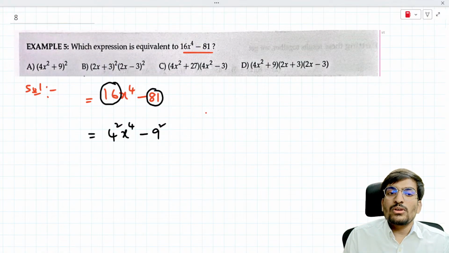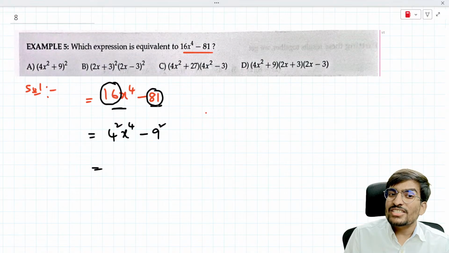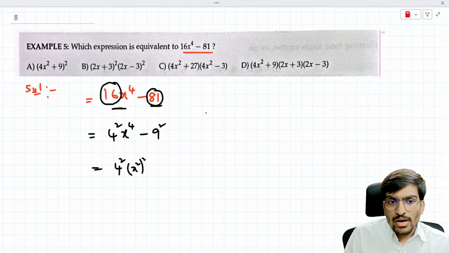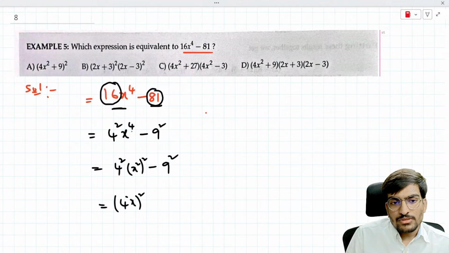Now, how do you get ideas by watching the options also? 4 and 9 and 4, 4, 4, 9. So these terms are there. So that's how you can generate ideas. And now what I'm going to do is put it in the form of a square minus b square. How? This is 4 square x square whole power 4 minus 9 square.